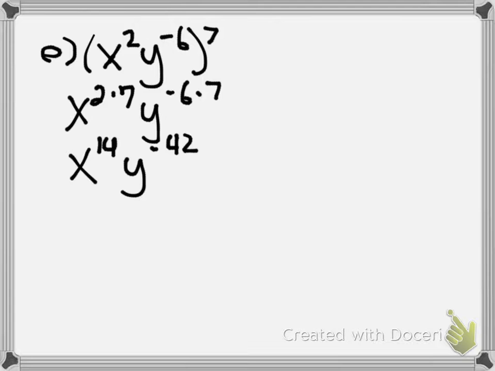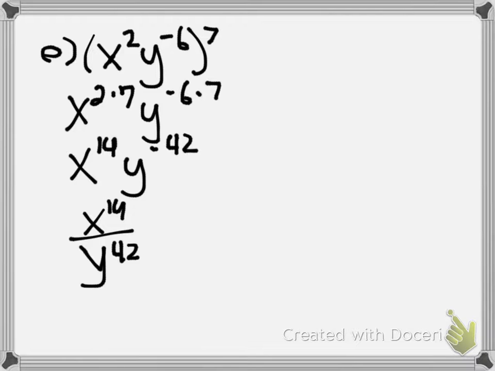And sometimes they will ask you not to leave it with negative exponents. So again, since this one here has a negative, that means we're going to do the reciprocal of the base y, which is 1 over y. But again, the 42 is telling you to multiply that to itself 42 times. So it's just y to the 42nd.